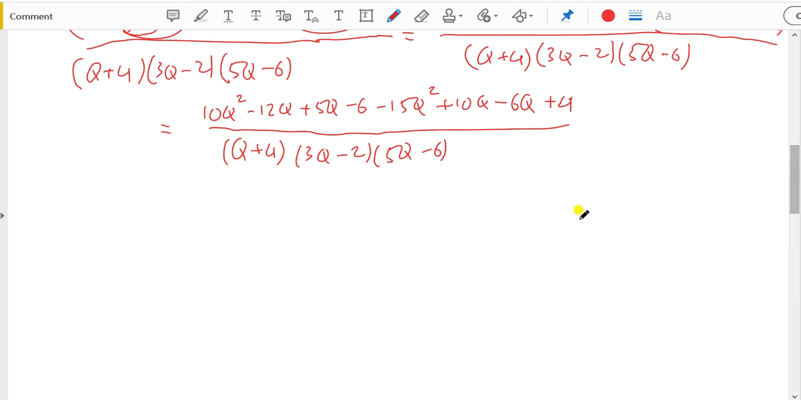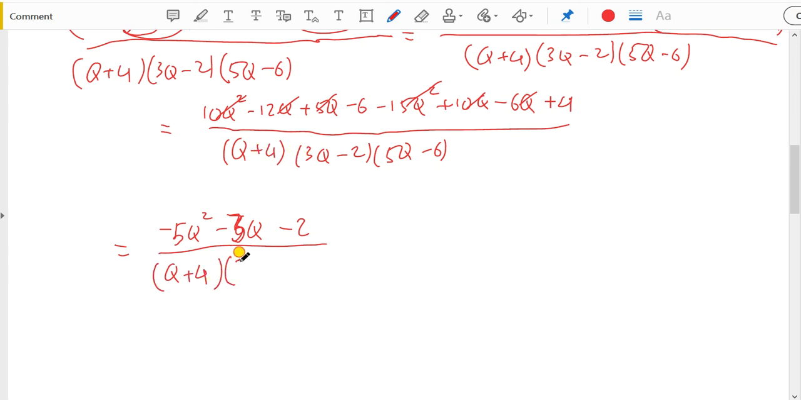Now it's time to simplify this whole rational expression. So we see that for the q squared, we can combine the like terms, 10q squared and minus 15q squared, that is minus 5q squared. Now the next term is the q, minus 12q plus 5q plus 10q and minus 6q together should be minus 3q when we combine the like terms. And then minus 6 plus 4, that is minus 2, and all together over the same least common denominator here. So q plus 4, 3q minus 2 times 5q minus 6, and this should be the final answer for this problem.